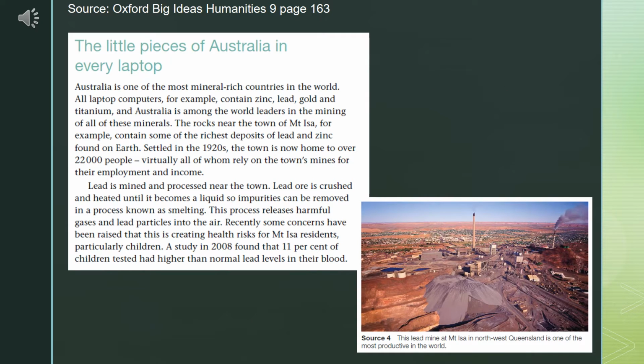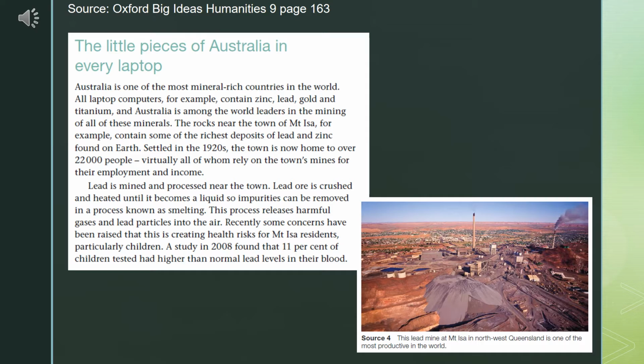Now let's take a look at the Australian contribution to every laptop. Australia is one of the most mineral-rich countries in the world. All laptop computers, for example, contain zinc, lead, gold and titanium, and Australia is one of the world leaders in the mining of all these materials.